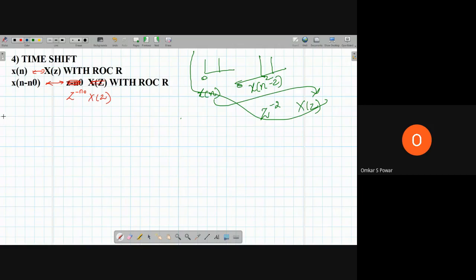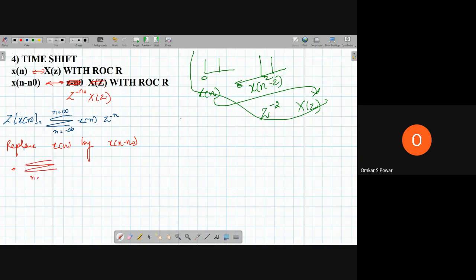First we have the z transform formula: z transform of x of n is equal to summation n varies from minus infinity to infinity x of n z to the power of minus n. Now we have to replace x of n by x of n minus n naught. So summation n varies from minus infinity to infinity x of n minus n naught z to the power of minus n. I have replaced x of n with x of n minus n naught.